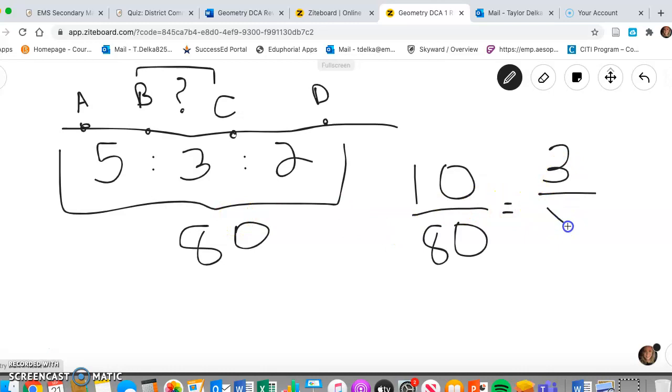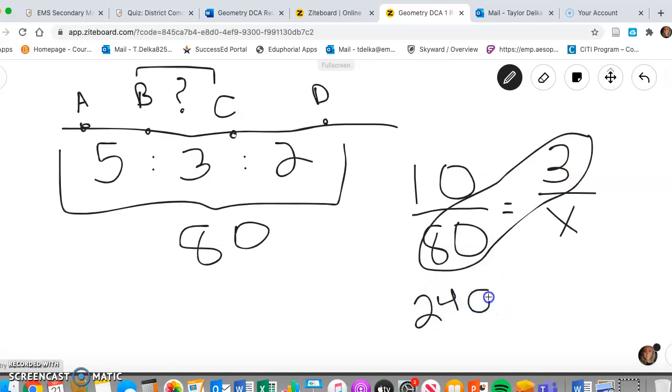The best way that I can say that I would like for you guys to do this is to just cross multiply and then solve the equation. So in order to cross multiply, go like this. And 80 times 3, I already know that answer, it's 240. And I cross multiply this way, and I know 10 times x is just 10x.